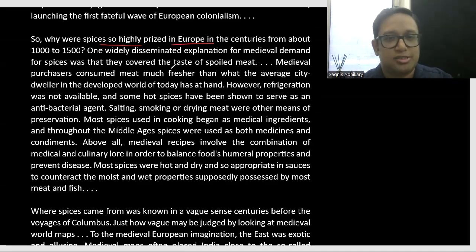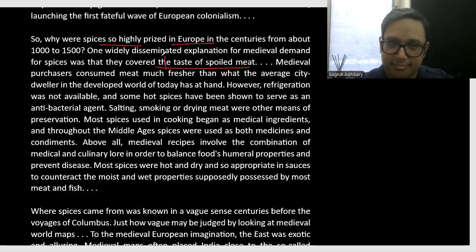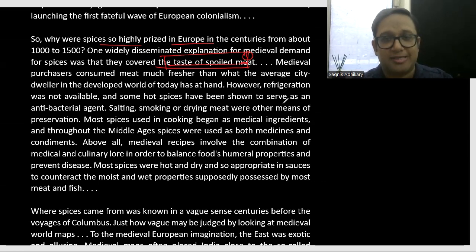The first reason was it covered the taste of spoiled meat. This is reason number 1. Then refrigeration was not available. Some hot spices have been shown to serve as an antibacterial agent, salting, smoking. So there was the idea of antibacterial property. There was the idea of preservation of meat. This is point number 2 or reason number 2.